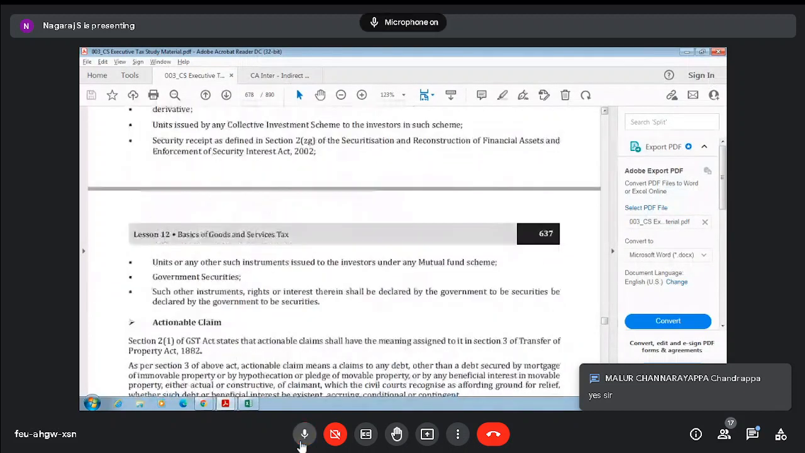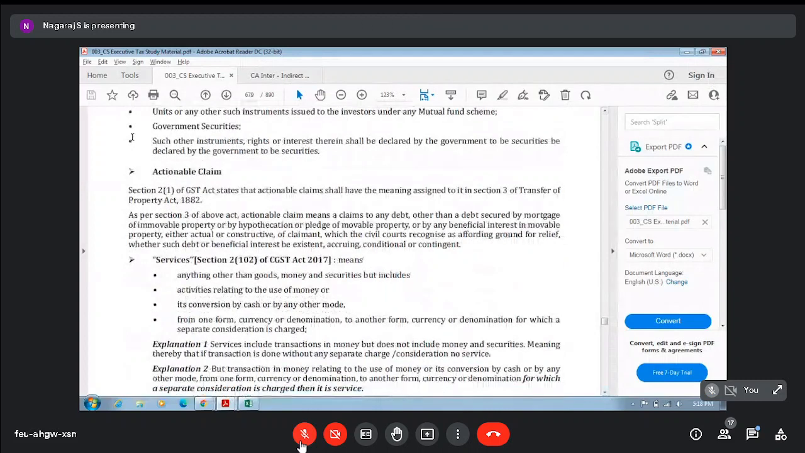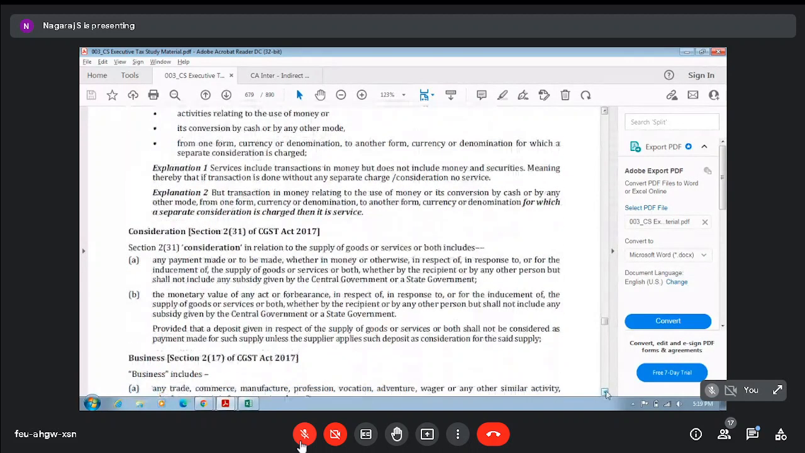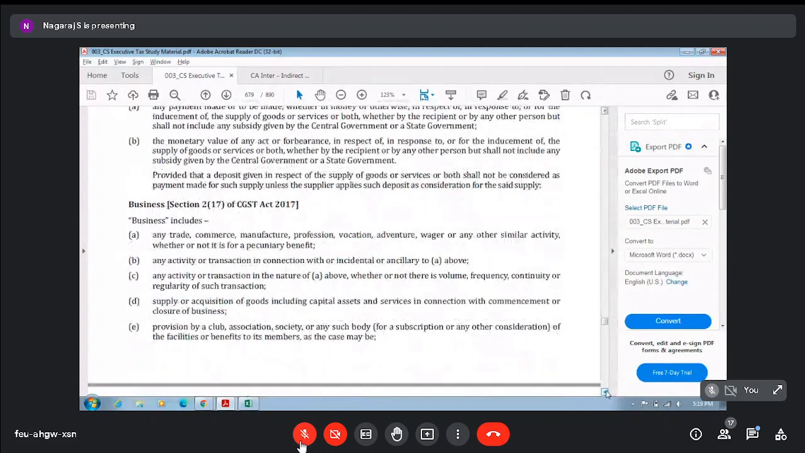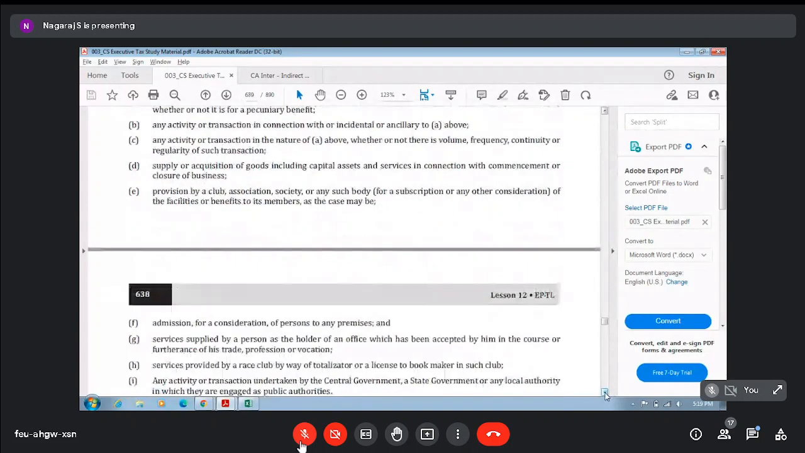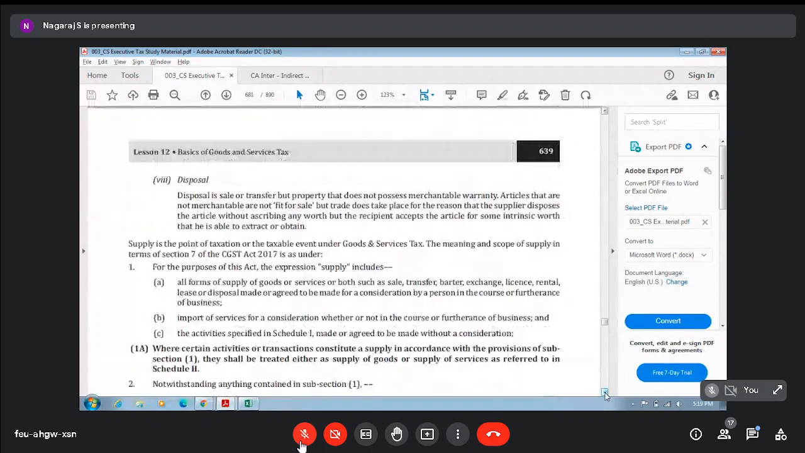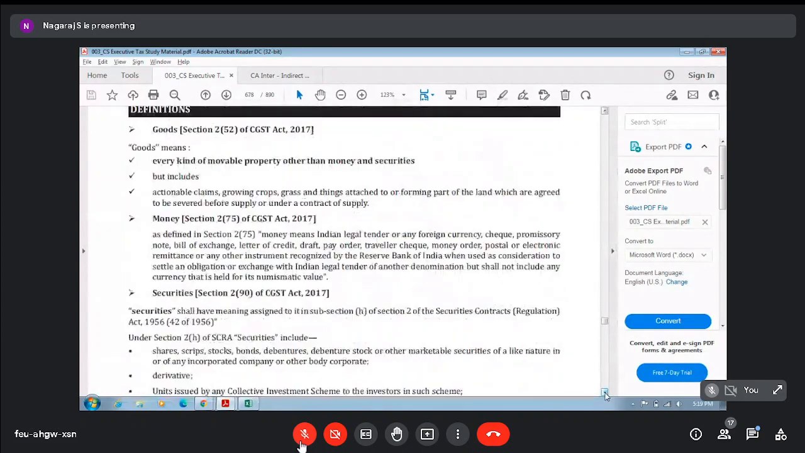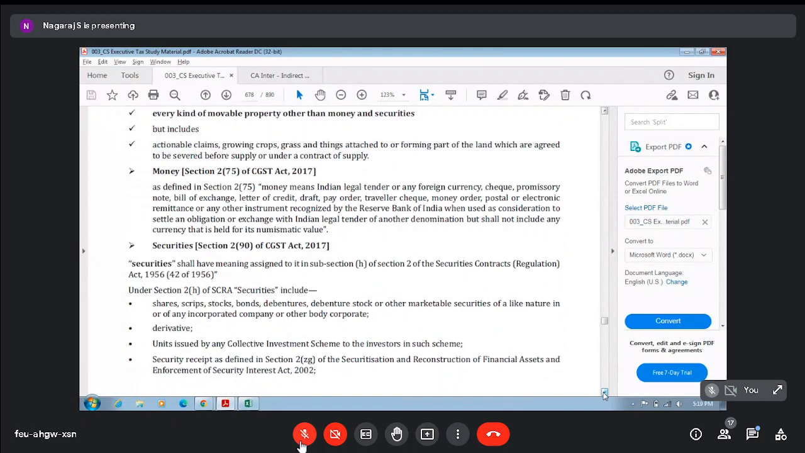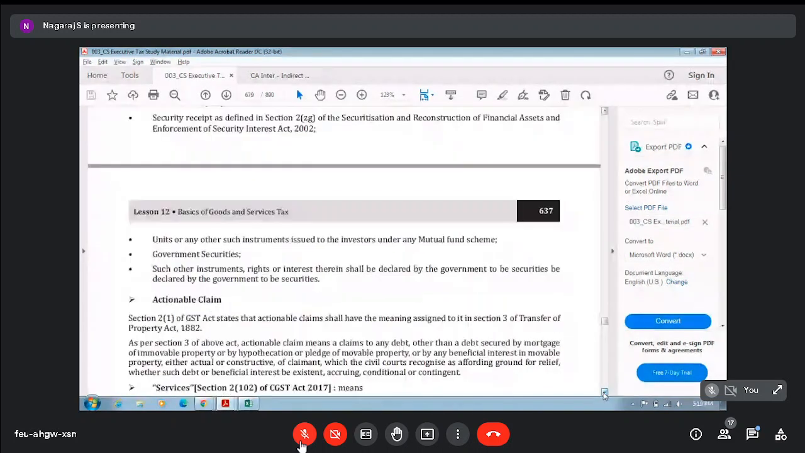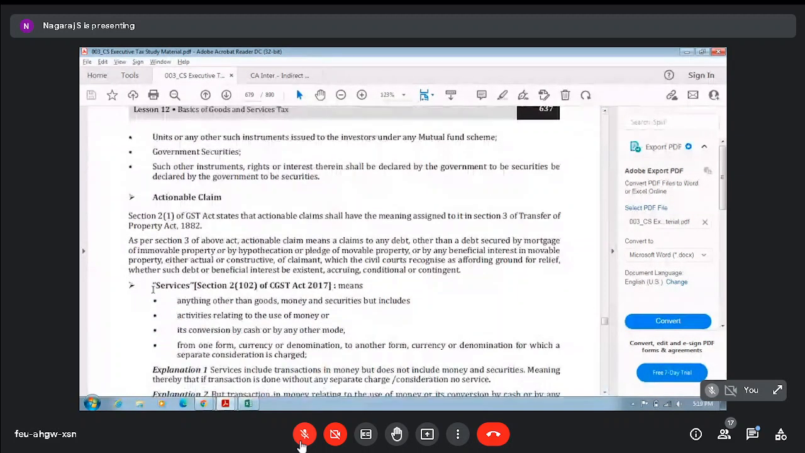From Google, see, they have given all actionable claim. What does it mean? Okay, just see. Section 102, service. Okay, I'll come to that part. I don't know why they haven't given it below. Only they will give goods. They have mentioned the goods. Services, here only they have given.